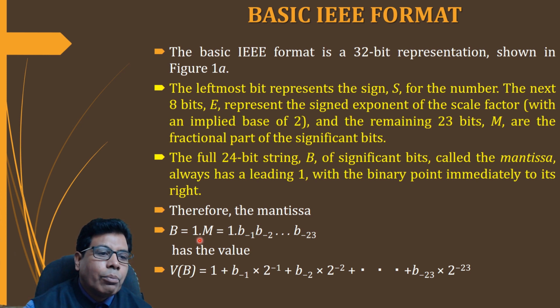So this is the binary point. So m is 23 bits and this 1, so that will form the 24 bits. So this will be representing 1 dot, and this is the fraction part. That's why it is represented b minus 1, b minus 2, b minus 23. And so it will have the value 1 plus all of this multiplied by 2 raised to minus 1, 2 raised to minus 2, and so on, bits multiplied by this.